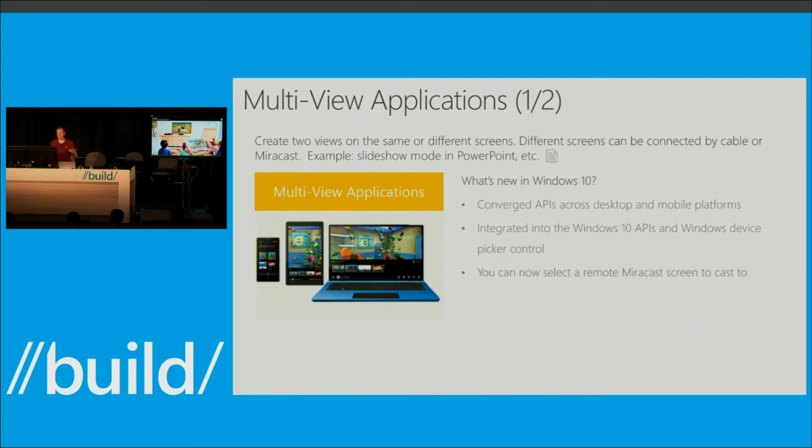We integrated them with the Windows 10 APIs and the device picker control you've seen before. And one of the big changes that was made from Windows 8.1 is that you can now select the device you're casting to. Back in Windows 8.1, you had to first instantiate the Miracast connection, and then you could connect to that device and render those two screens. Now you can really just pick that from within your APIs.